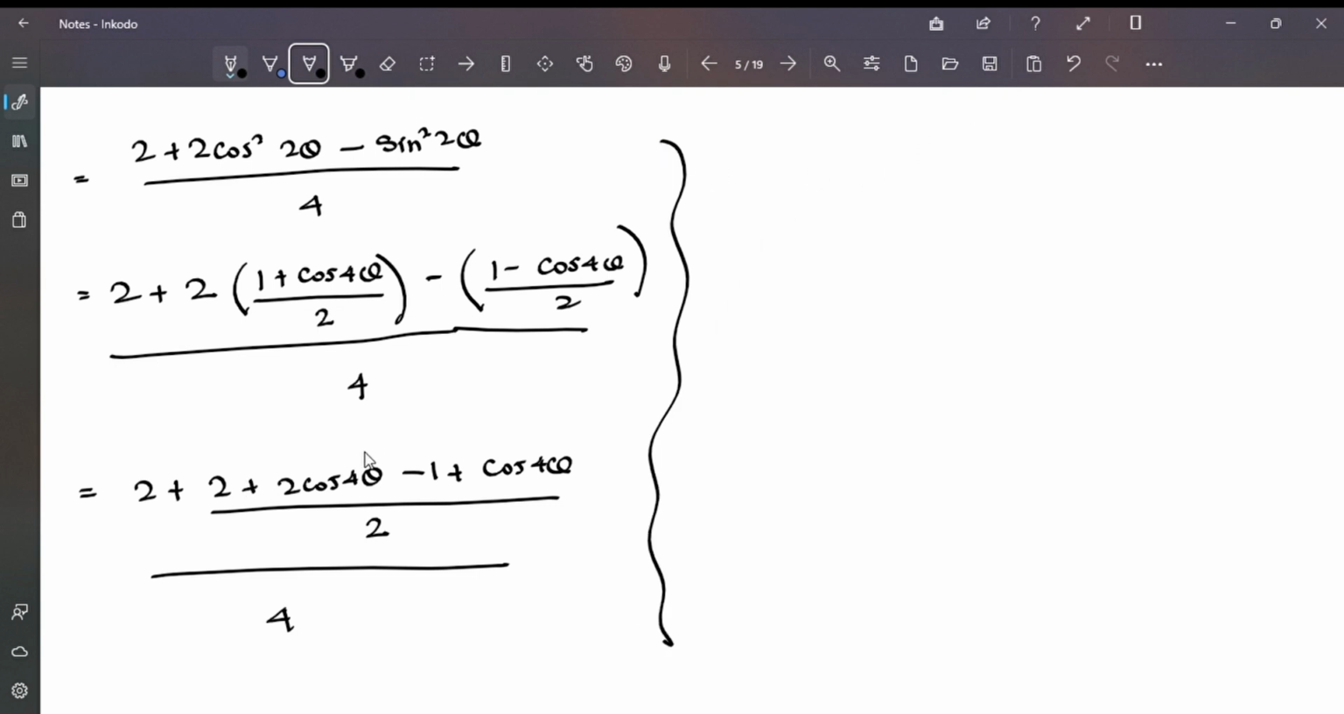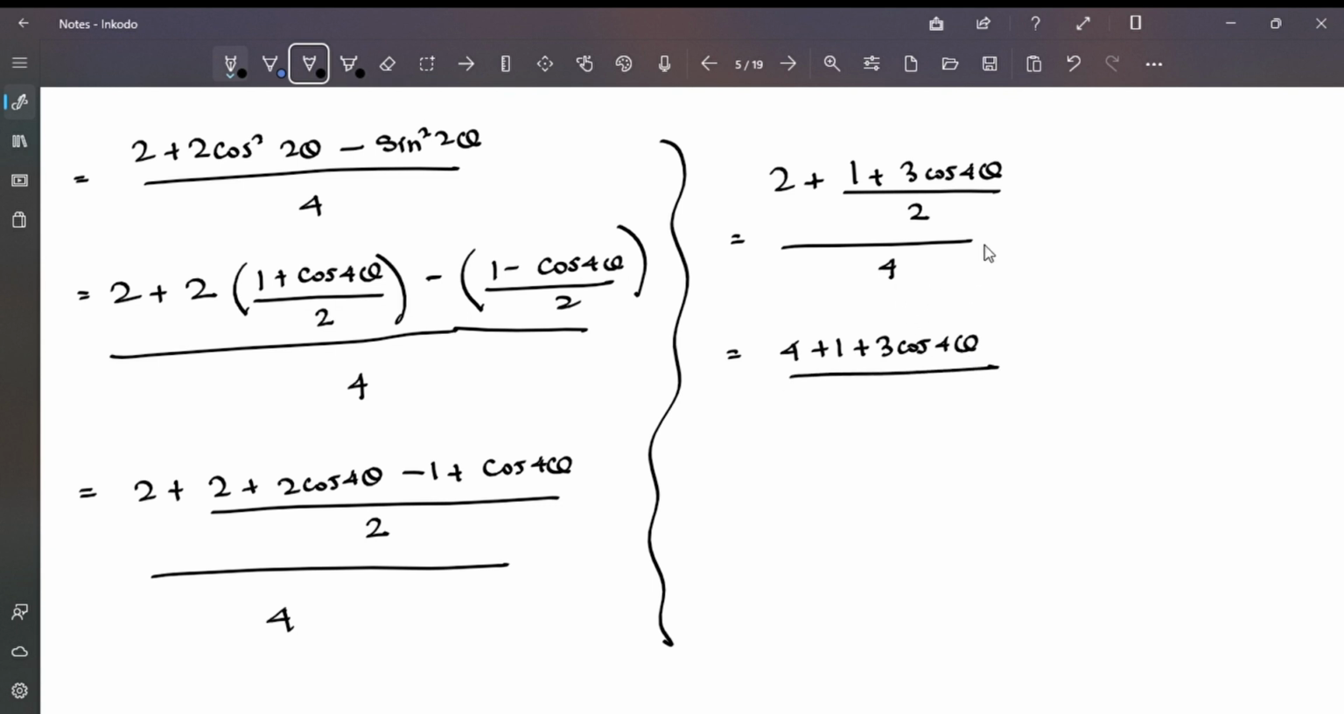Now you can simplify this. 2 plus 2 minus 1 is 1, plus 3 cos 4 theta, this thing divided by 2, everything divided by 4. Common denominator, that is equal to 4 plus 1 plus 3 cos 4 theta over, this 4 will come on top, so 2 into 4. 5 plus 3 cos 4 theta divided by 8. What will you have? 5 over 8 plus 3 over 8 cos 4 theta.